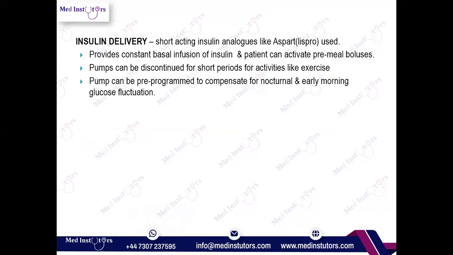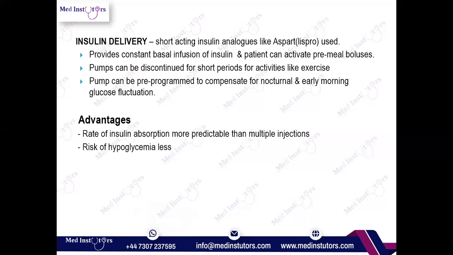For insulin delivery, we use short-acting insulin analogs like Lispro or Aspart in the pumps, which provide constant basal infusion of insulin, and the patient can activate pre-meal boluses if wanted. Pumps can be discontinued for short periods for activities like exercise. You can stop that if you want. The pump can be pre-programmed to compensate for nocturnal and early morning glucose fluctuation.